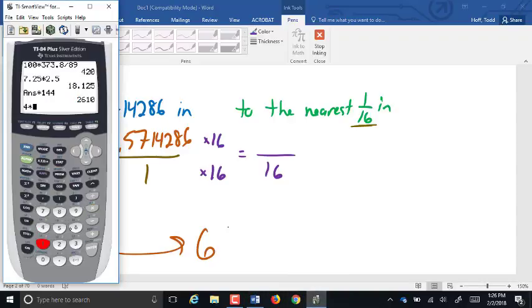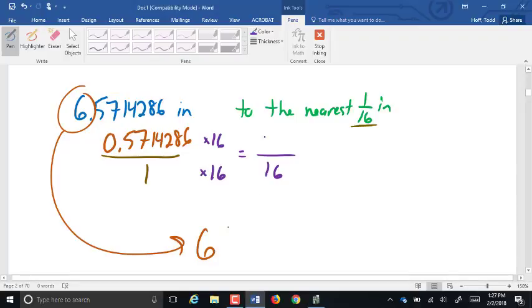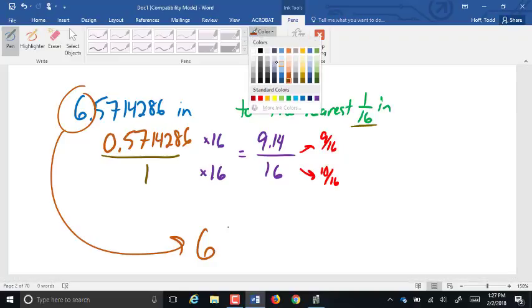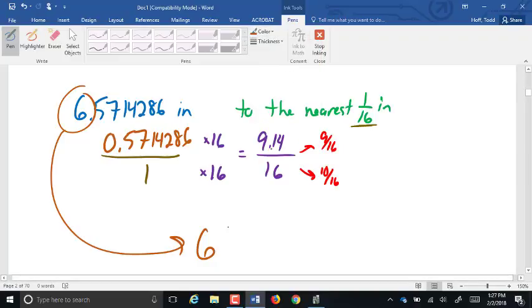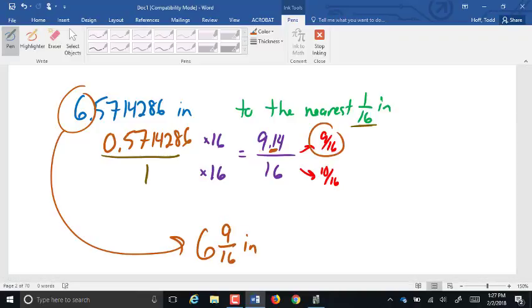0.57142856 times 16 is 9.1429. We'll just go with 9.14. Now that 9.14 is telling us that this is between 9/16 and 10/16. Which one is it closer to? How do you know it's closer to 9? Yes, it's 0.1. If it was 0.5 or bigger, it would go up to the larger one. It's less than 0.5, so it goes to the smaller one. So that is 6 9/16 inches to the nearest 16th.